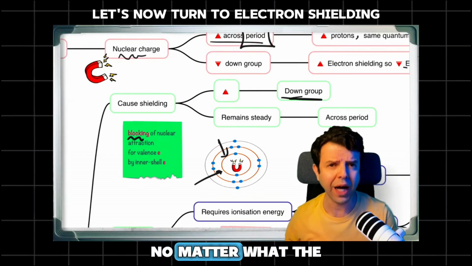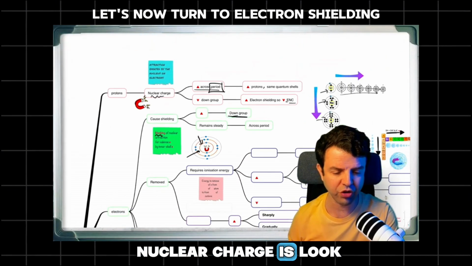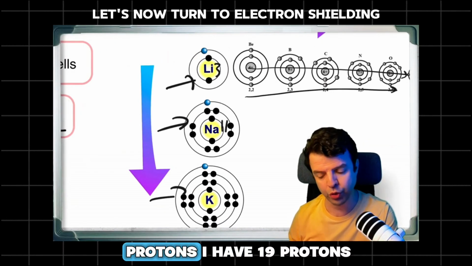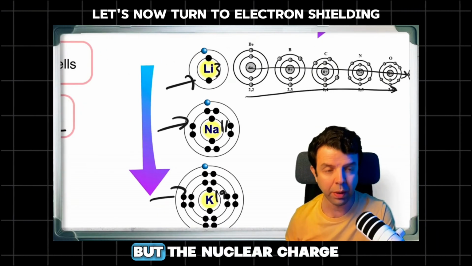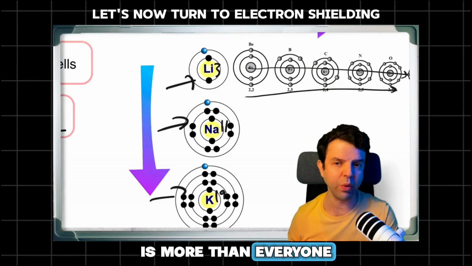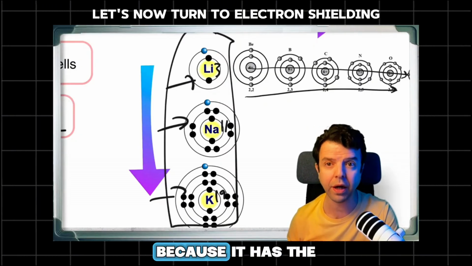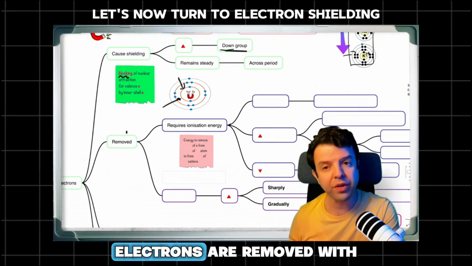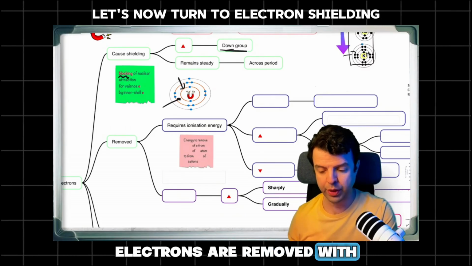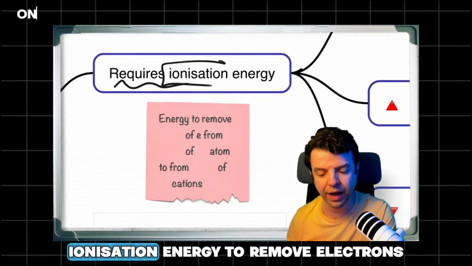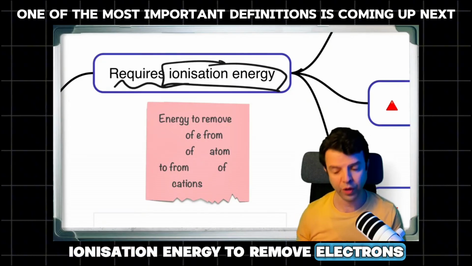Meaning, no matter what the nuclear charge is, look at it here, meaning I have 3, I have 11 protons, I have 19 protons, but the nuclear charge of lithium is more than everyone here in this group because it has the least shielding. Now, electrons are removed with energy, right? You would require energy. We call this ionization energy to remove electrons.